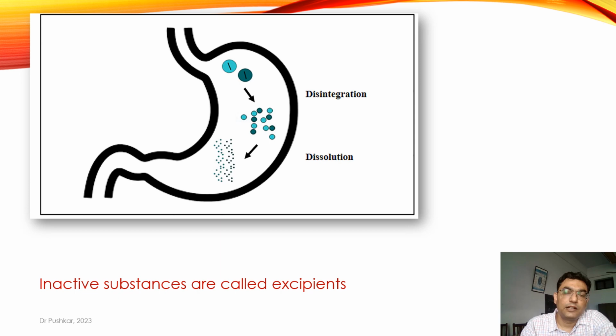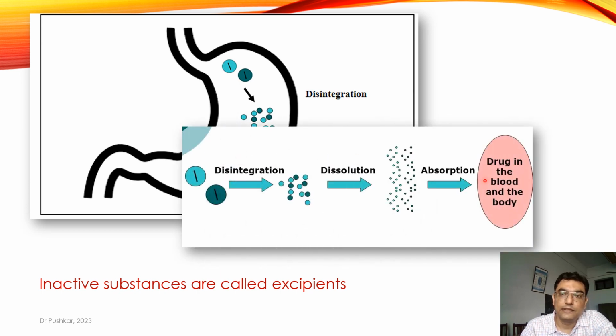Whatever drug we have given is first disintegrated into smaller particles, and then from these smaller particles a solution is formed. This process is known as dissolution. So first it is disintegrated into smaller particles, then a solution is formed. This whole process is very important for absorption into the blood, or we can say the central compartment.